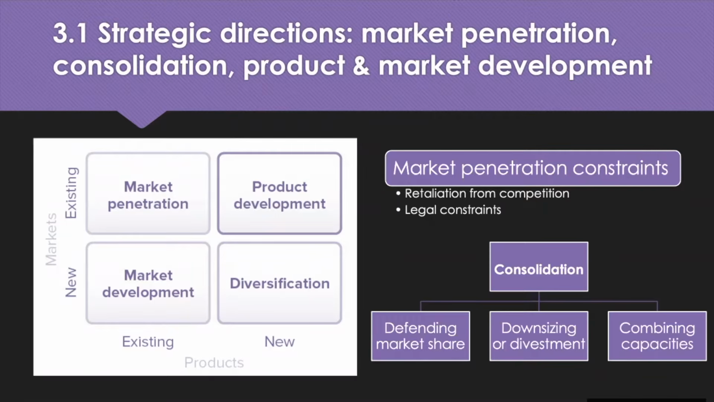So on the left-hand side, you've got new and existing, and at the bottom, you've got the products being existing or new. And the essential outcomes for this is if you're looking at existing markets with existing products, you're just trying to penetrate the market. So maximize where you're expanding your growth strategy. So you're trying to increase your market share by pushing your existing products just a little bit further in the market.